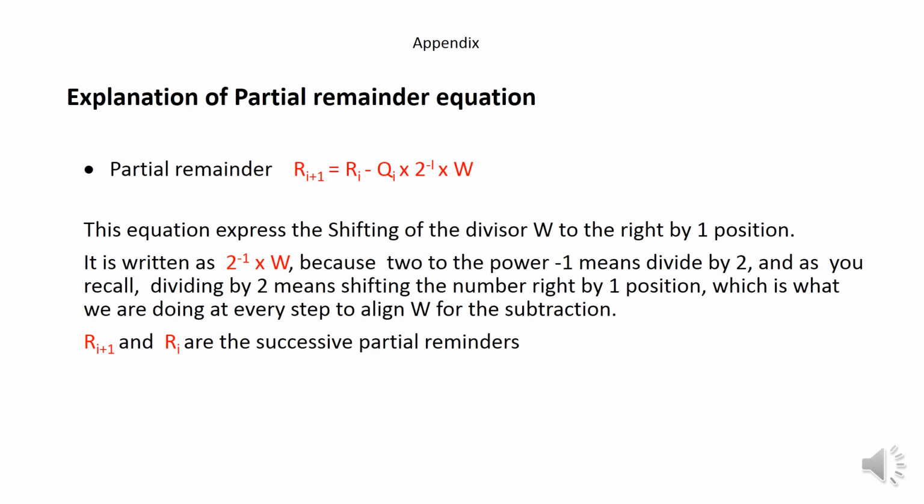This is the appendix slide to further explain the partial remainder equation, in particular to explain where the 2 to the power minus 1 comes from. You can go through it by yourself.